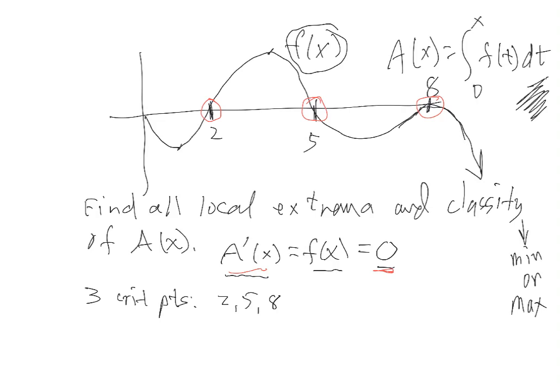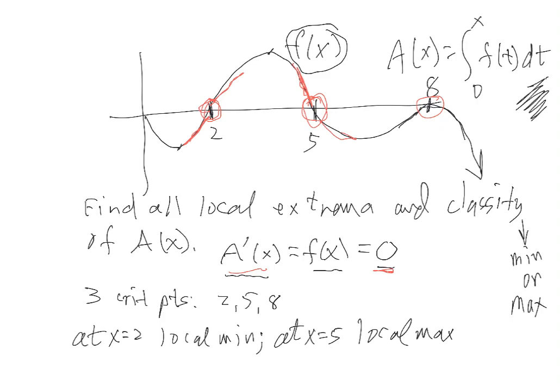So look, x equals 2 is a critical point right here. And the derivative of A, which is f, is negative below, and then it turns positive. So at x equals 2, we have a minimum by the first derivative test. And then we move over here to 5. To the left, the derivative is positive, the function is increasing, then it turns negative, so we have a local maximum.